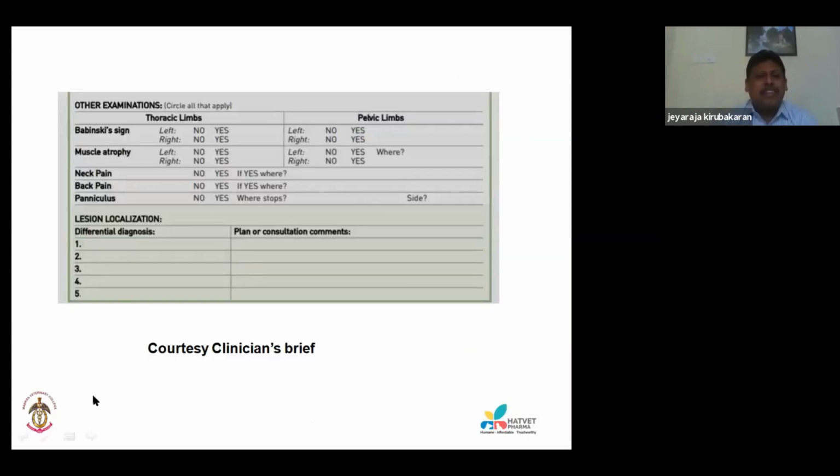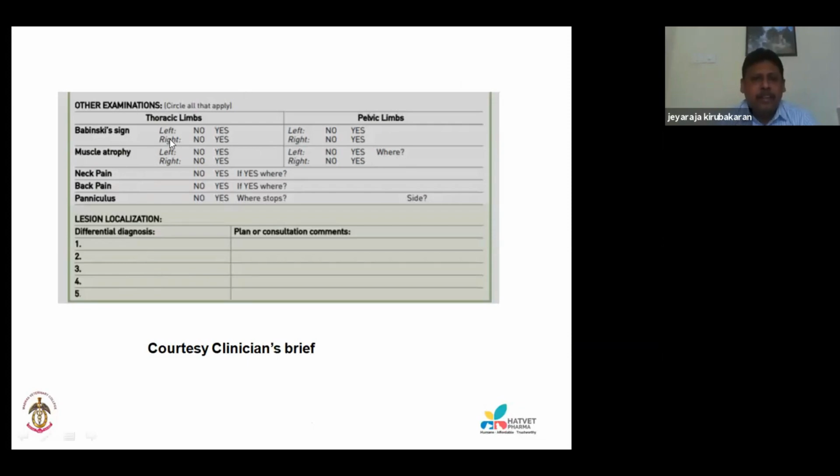Babinski is nothing but you give a scratch on the hind paw and it should respond in a normal way. Instead, if it responds in the opposite way, there is some UMN lesion. This is Babinski. It's easy to elicit, you can try that. And of course, muscle atrophy or neck pain, back pain, all those things you're going to mark here.